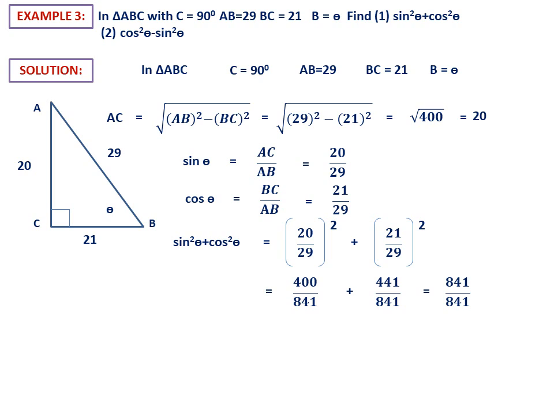When you add, what do you get? 841 by 841, which is equal to 1. In fact, this is called an identity which you are going to study. Sin square theta plus cos square theta is 1 for whatever may be the value of theta. Second one, cos square theta minus sin square theta. Of course, we have already determined what is cos square theta. That is 441 by 841 minus sin square theta, which is 400 by 841. Therefore, it is 41 by 841. So, these are the two values. This is example 3.